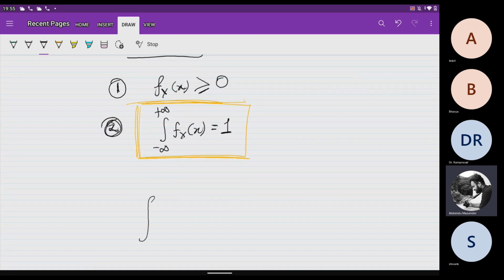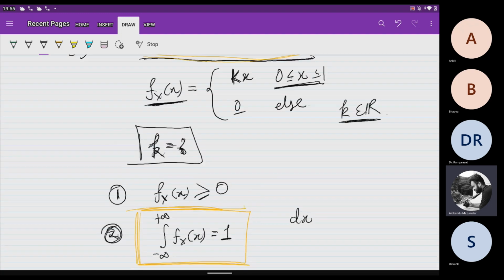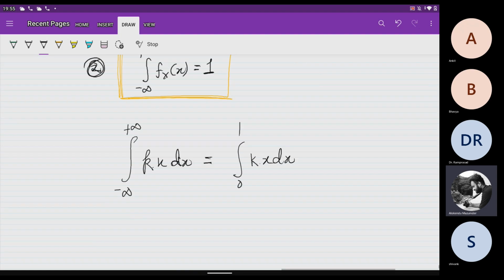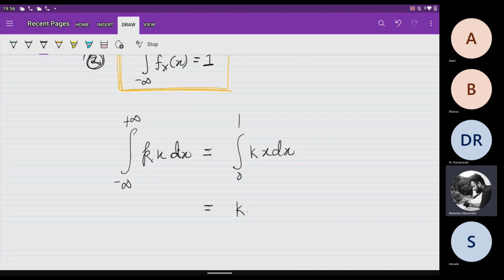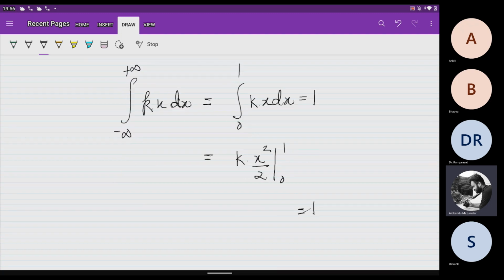So using this property, the integral from minus infinity to plus infinity of k times x dx. If I split it, it will be 0 to 1 of kx dx, and the other part will vanish because elsewhere it's 0. So it will be k times x square by 2, from 0 to 1, equal to 1. And it will be k equal to 2.